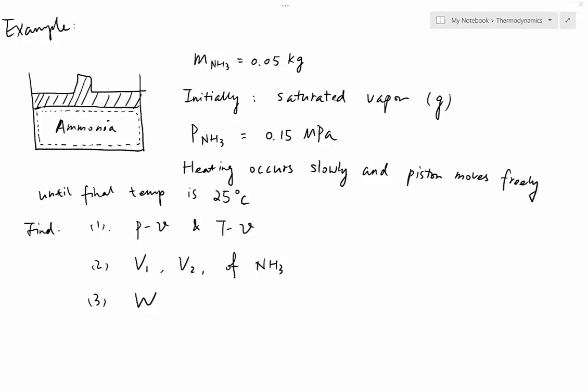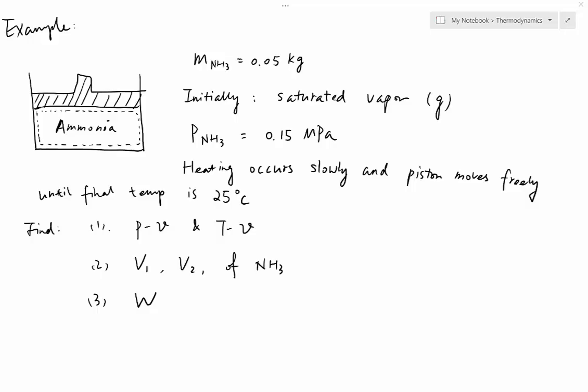Okay, to show you how we can use those tables to look for properties, we're going to do one example. In this example, we have a piston cylinder assembly, and inside the cylinder we have ammonia, NH3. What is given is the mass of ammonia: 0.05 kilogram.